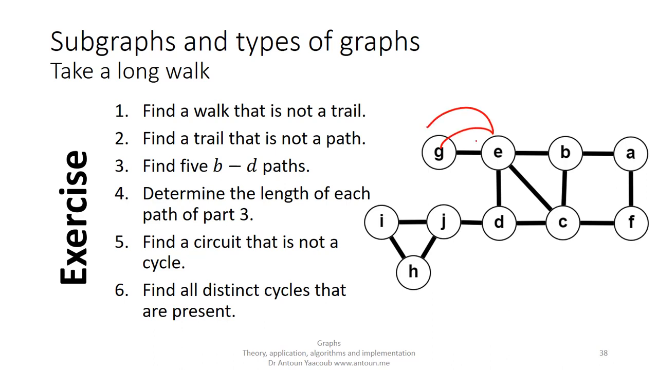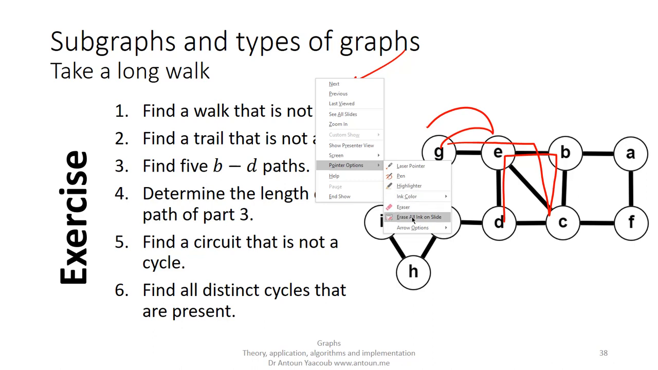So I can give you a more reasonable example. For example, G, E, I can go to B, I can then go to C. I can also go to B, B to E, and E to D. So this is an example of a walk that is not a trail because I have repeated edges. And we know that in a trail, I don't repeat edges.